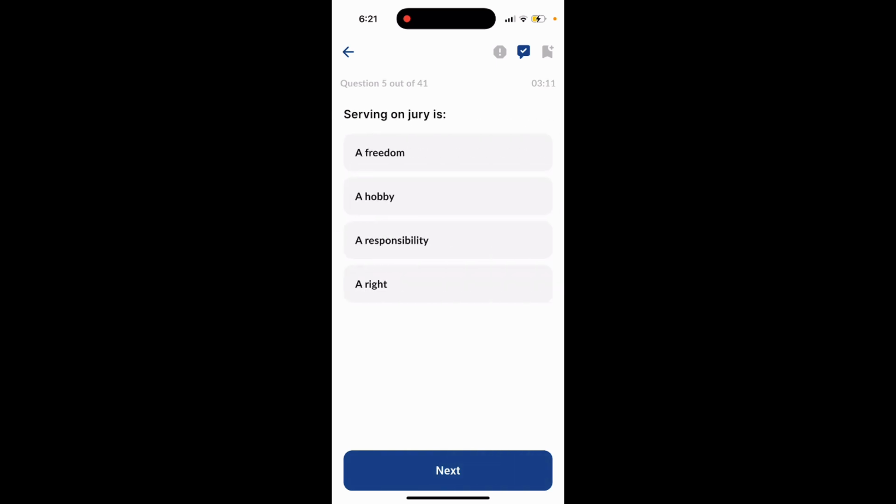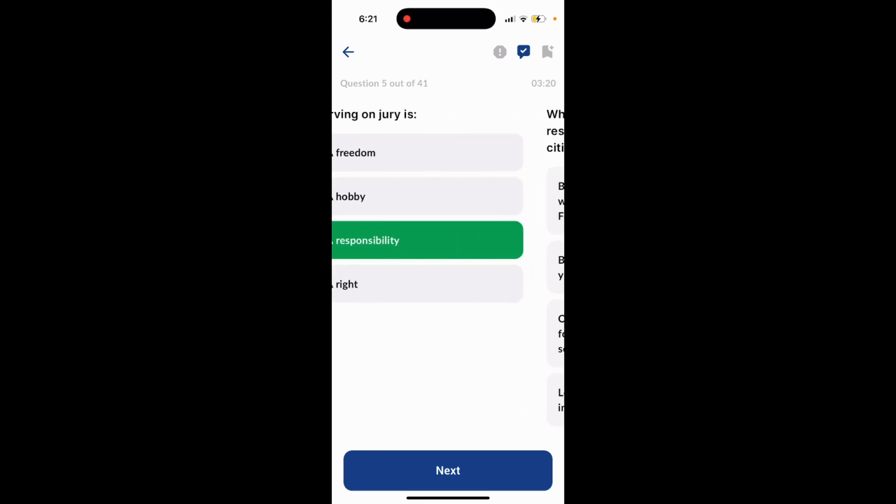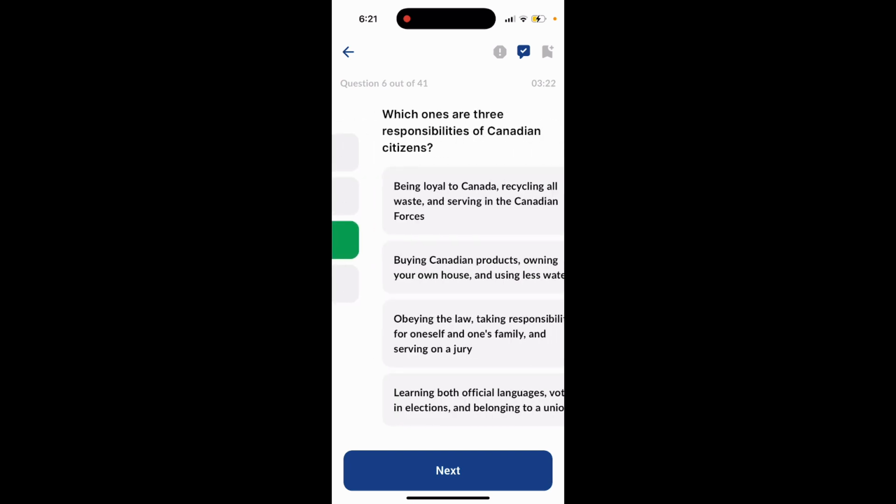Question 5. Serving on a jury is a freedom, a hobby, a responsibility, a right. The answer is option 3, a responsibility.